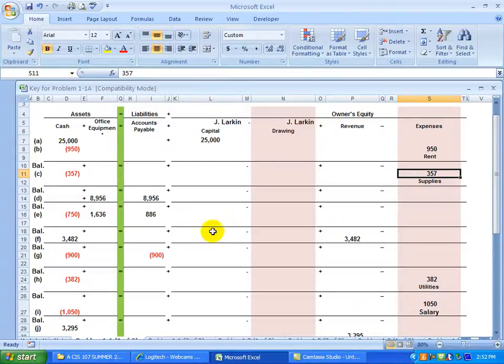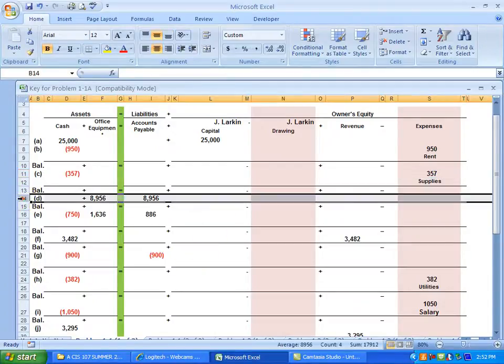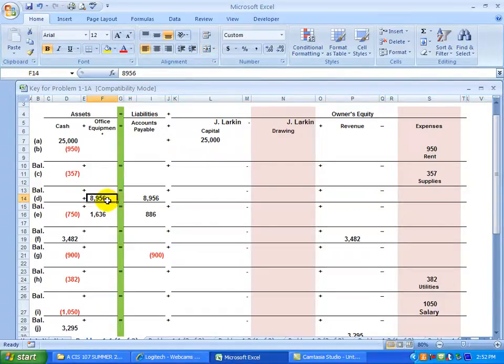Okay, looking at letter D, in transaction D, we bought office equipment on account from NYC Office Equipment Store, $8,956. So office equipment is going up. That's a plus. Now we owe the money. That's an accounts payable, a liability. Before we had a zero balance in accounts payable. Now we owe $8,956, so that's a plus also. So we plussed on the left, we plussed on the right.